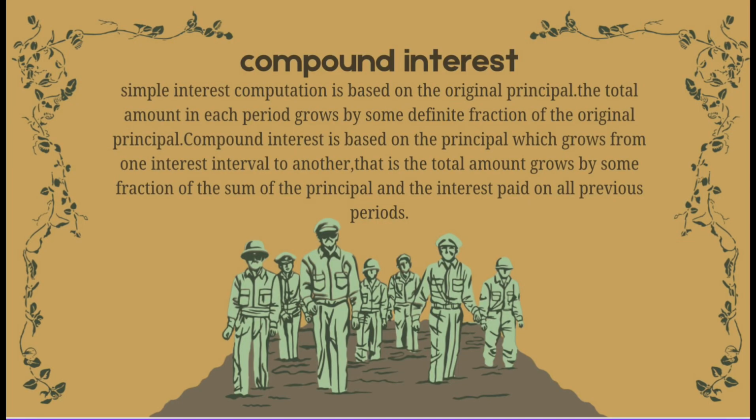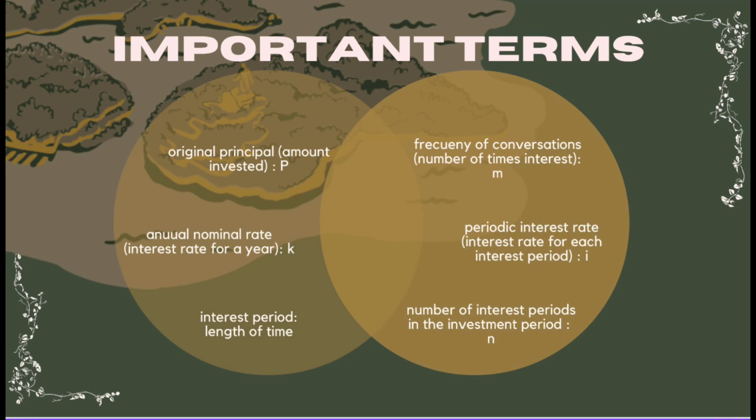Compound interest. Simple interest computation is based on the original principal. The total amount in each period grows by some definite fraction of the original principal. Compound interest is based on the principal which grows from one interest interval to another. That is, the total amount grows by some fraction of the sum of the principal and the interest paid on all previous periods. These are the important terms that we use in calculation.